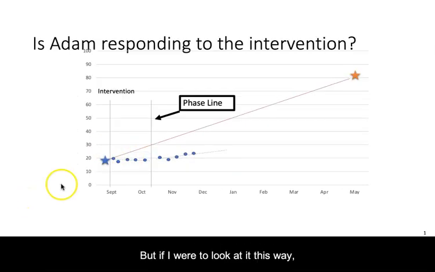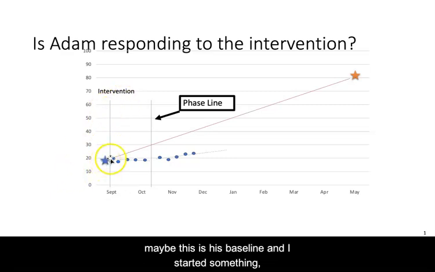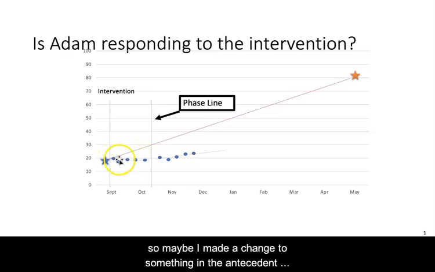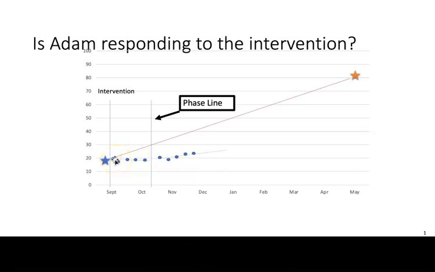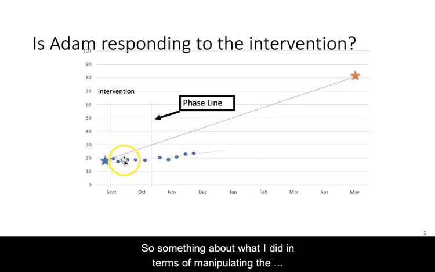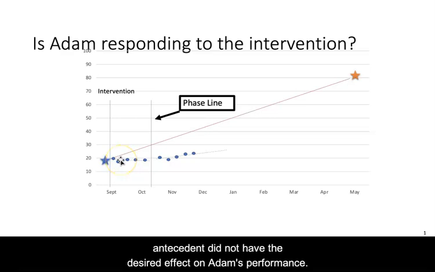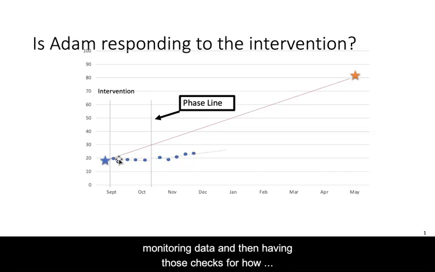And in this case, we can see it's not changing, and this is the amount of times he's engaging in it. But if I were to look at it this way, I could see phase lines and say maybe this is his baseline, and I started something, so maybe I made a change to something in the antecedent. And I kept collecting data. And I can see after 1, 2, 3, 4, 5, 6 occurrences here, 5 occurrences, that it's still pretty flat, right? So something about what I did in terms of manipulating the antecedent did not have the desired effect on Adam's performance.